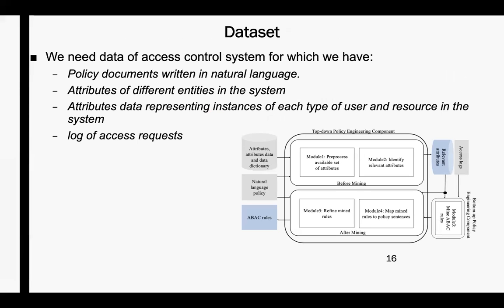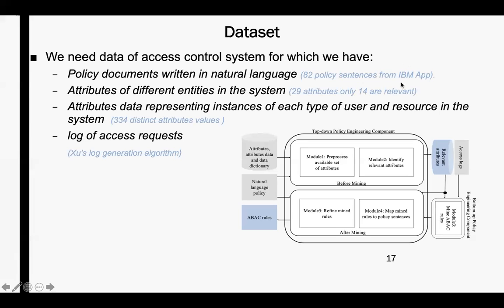Now, in order to experiment with the proposed framework, we require data that consists of policy documents, attributes of different entities, attribute data, and access log. We constructed the data, since there is no readily available data that contains all these elements. We used the IBM course registration policy documents that have been frequently used in similar research in this area.